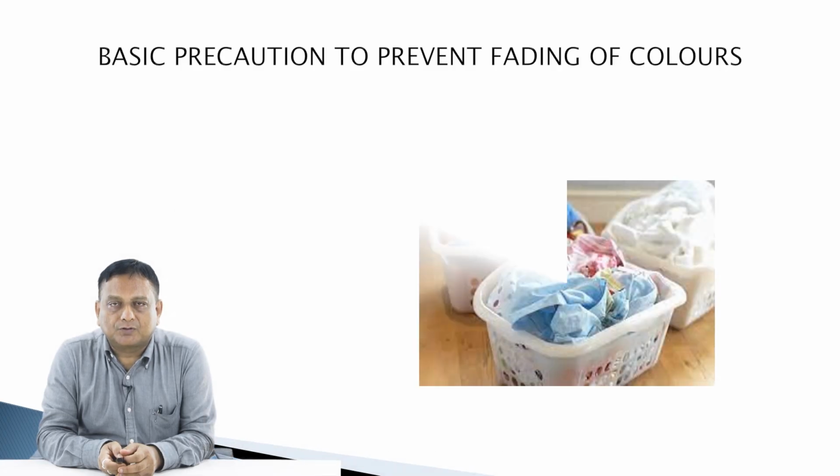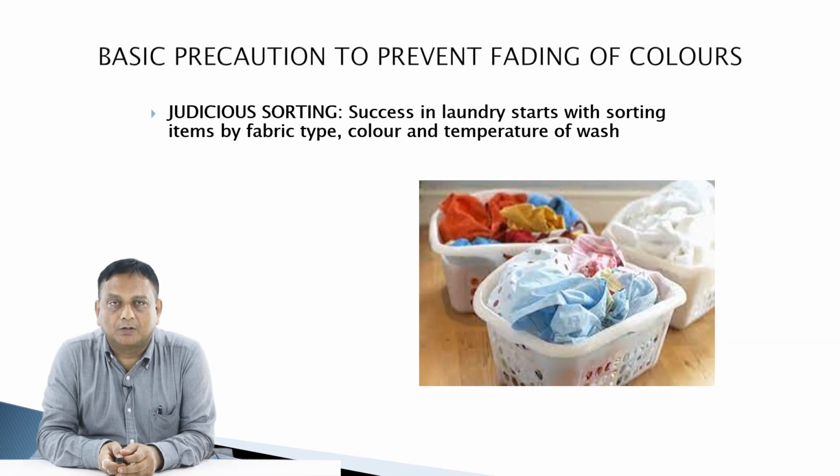Now, there are other precautions also, like sorting of the garment. Success in laundry starts with sorting. Sorting in terms of fabric, like polyester, cotton, nylon. So those fabrics must be separated out. Color: which type of color you will take, light color, medium color, dark color. So it will be sorted out, like in washing, the colors which are light in color. Light color and dark color should not be mixed. And the temperature of wash, of course, is very, very important, which temperature you are washing the garment at.